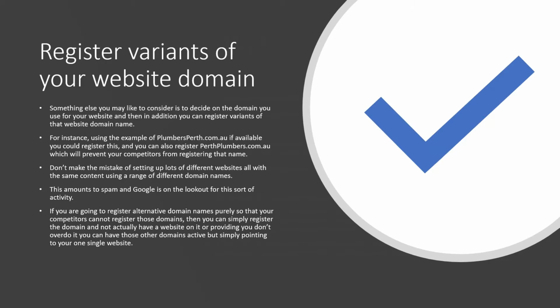Do bear in mind they'll have to be renewed every one or 2 years, depending on what sort of domain name it is. But they're actually very cheap. I mean, something like a .com address can be as little as $1, whereas a .com.au, generally they're about $20 for every 2 years, something like that.